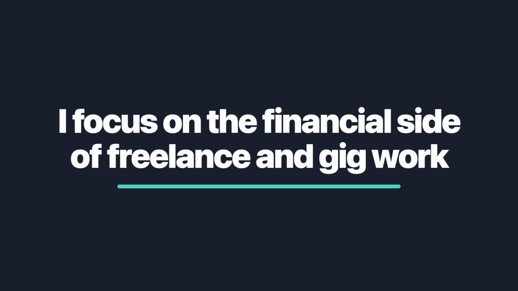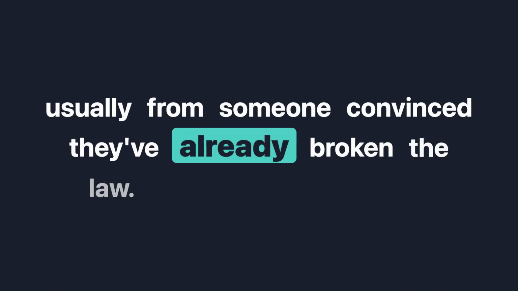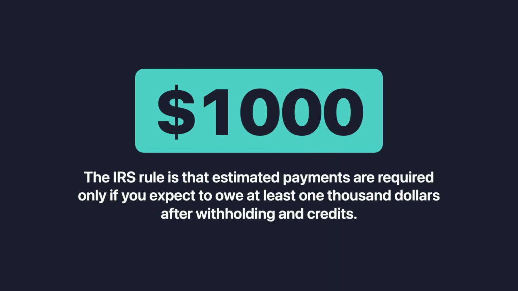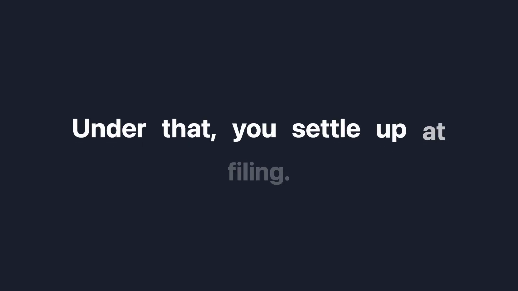I focus on the financial side of freelance and gig work, and the question I get more than any other is about quarterly payments, usually from someone convinced they've already broken the law. They almost certainly haven't. The IRS rule is that estimated payments are required only if you expect to owe at least $1,000 after withholding and credits. Under that, you settle up at filing.